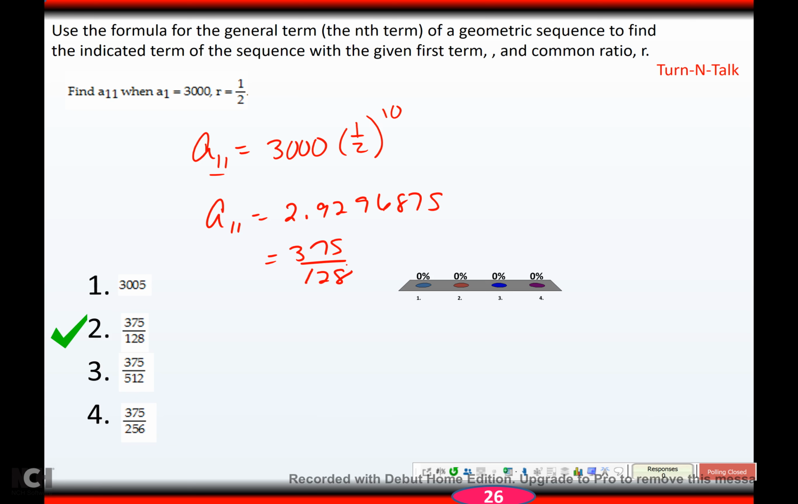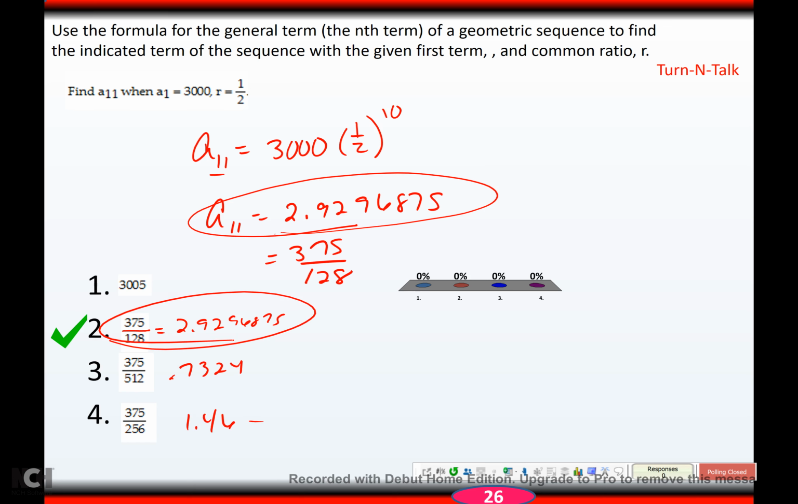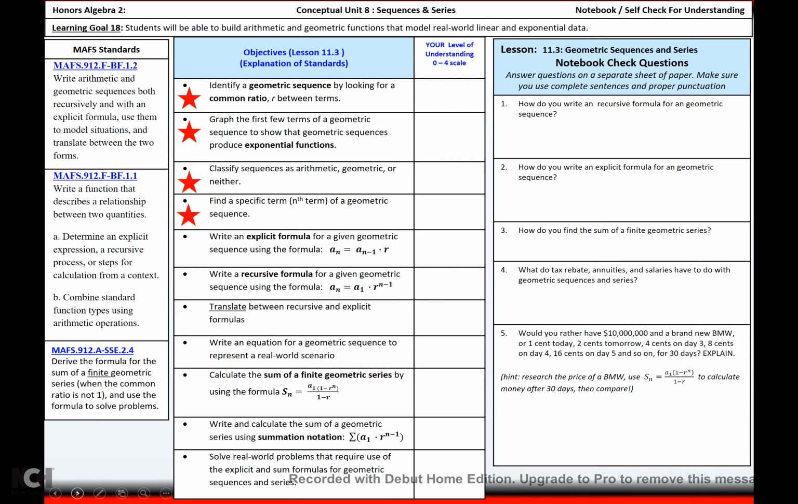Now, if you had a calculator that doesn't have math, enter, enter, in a multiple choice situation, what you could do is type this in. If you type 375 divided by 128, you get the 2.9296875. You could try the next one, 375 divided by 512, and you get 0.7324. This one, 375 divided by 256, is 1.46, blah, blah, blah. So it's got to be that one if you don't have a calculator that does math, enter, enter.